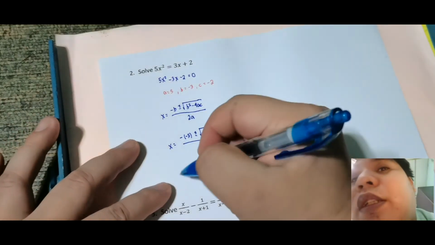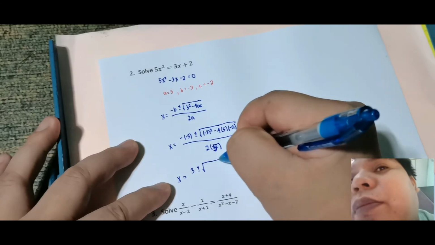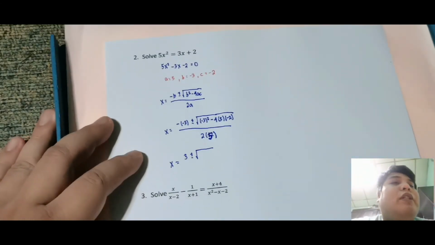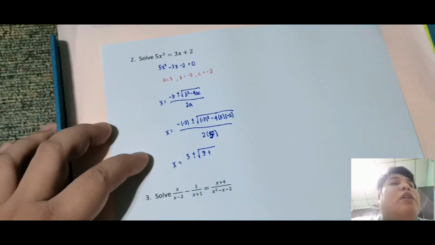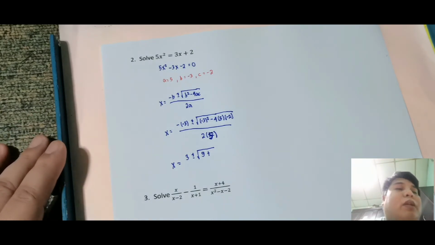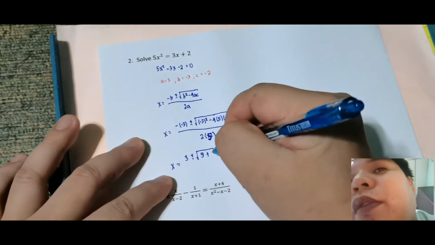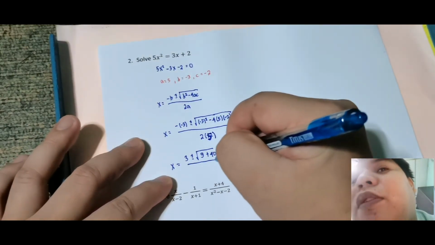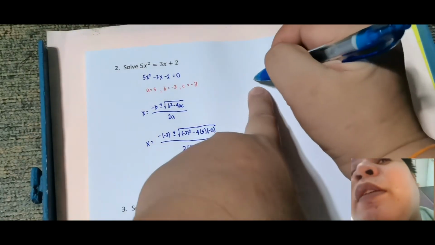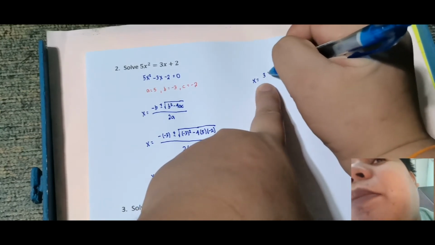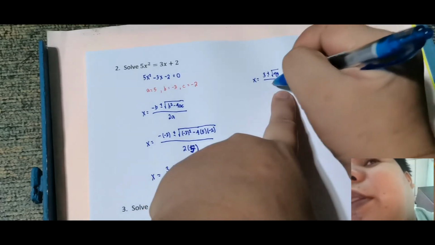This is x is equal to positive 3 na lang to. Positive negative square root of negative 3 squared is 9. Diba? So that is 9 plus, kasi negative times negative. So 4 times 5 is 20 times 2 times negative 2, that's negative 40 times negative, that is positive 40. So this is 40 all over 10. Okay, so obviously x is equal to 3 positive negative square root of 49 all over 10.